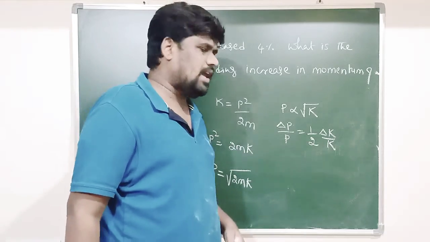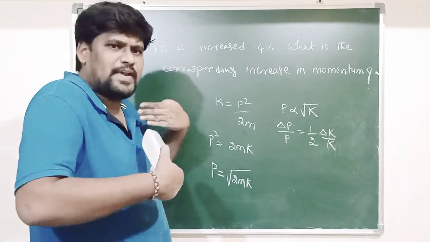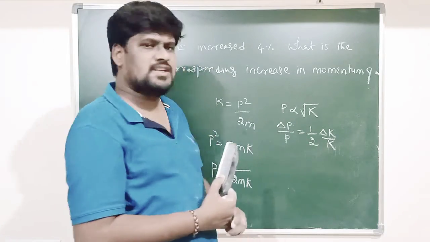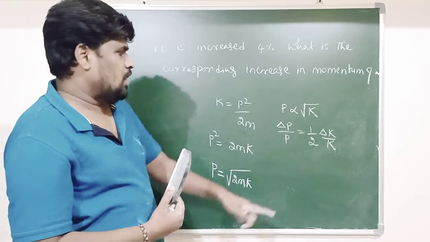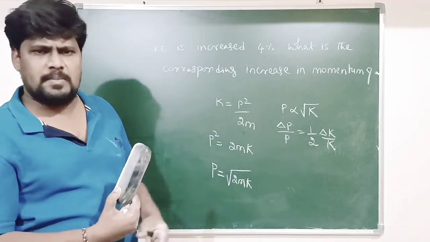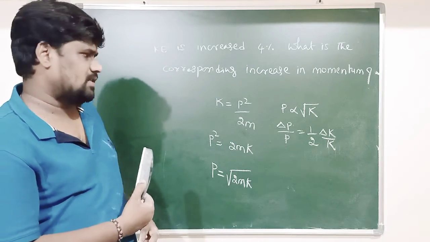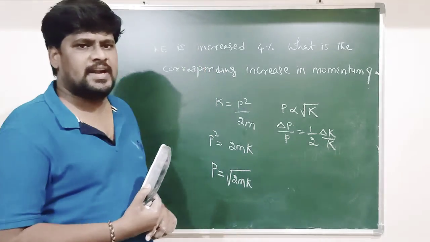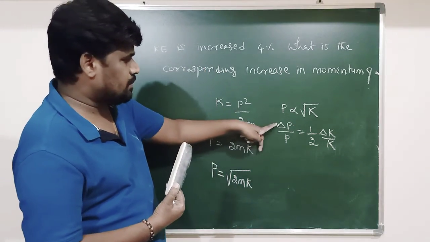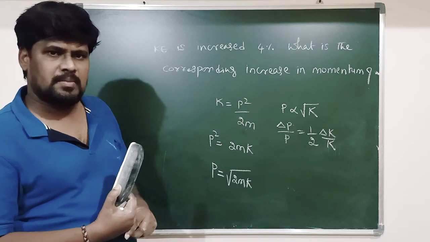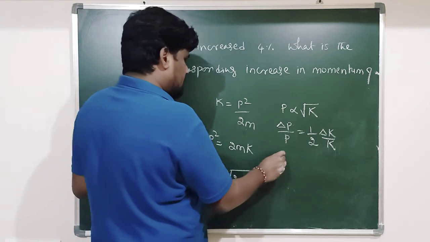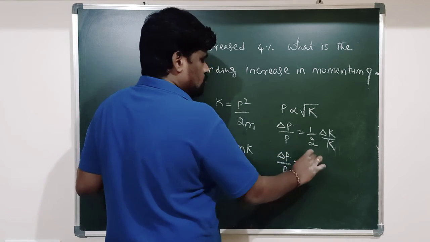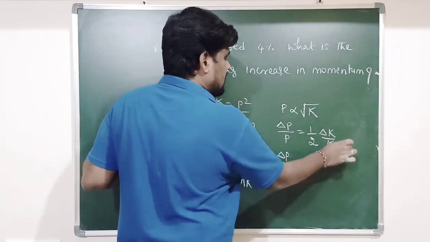What is delta k by k here? Of course it is a fractional change in the kinetic energy. Or you can treat it as the percentage change in the kinetic energy. If delta k by k is multiplied by 100, it will be called a percentage. If delta k by k is the percentage change in the kinetic energy, what is delta p by p? Delta p by p should be equals to 1 by 2 times delta k by k.